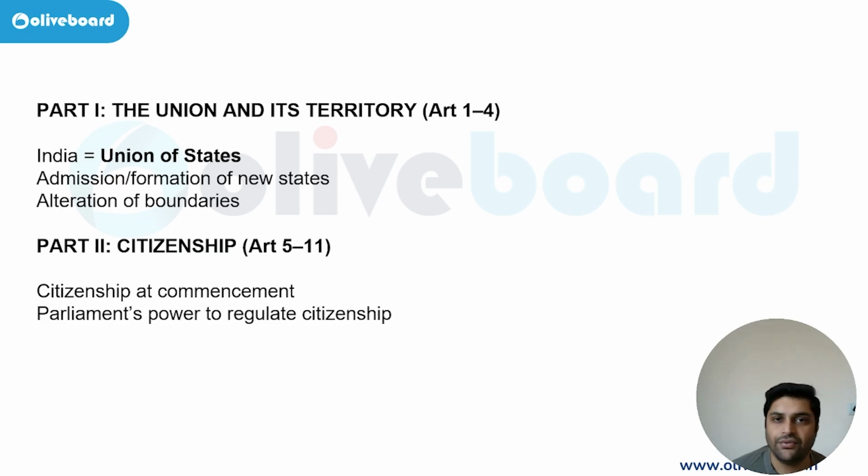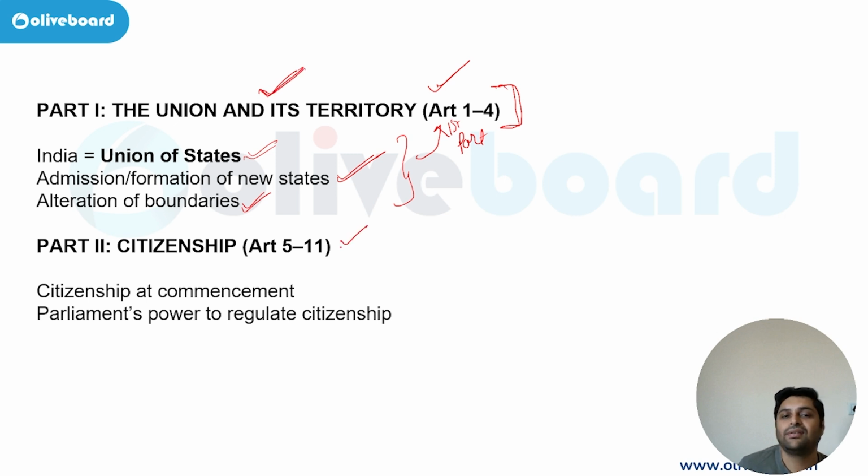Now, coming to the parts of the Indian Constitution. From here, you will have an idea about the core structure of the Constitution. We will see part by part and then the important articles of the Constitution. So, part one is Article 1 to 4, that is the Union and its territory. India as a union of states. Admission and formation of new states. If we are admitting a new state, or dividing one state into two states, what is the procedure? And alteration of boundaries. This is the content of the first part, which constitutes Article 1 to 4. So please remember, the union and its territory is the first part. Questions come directly on the parts.